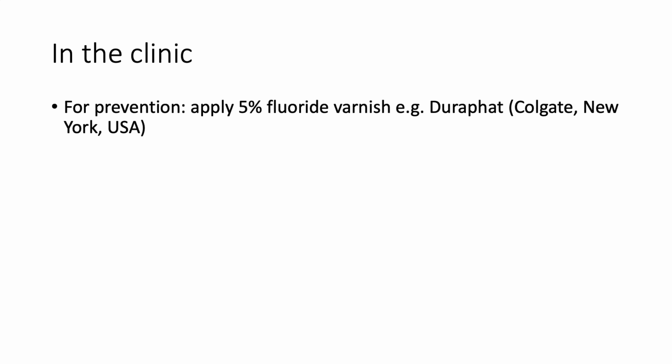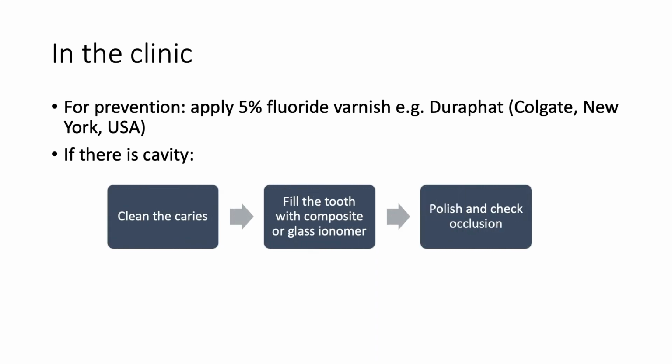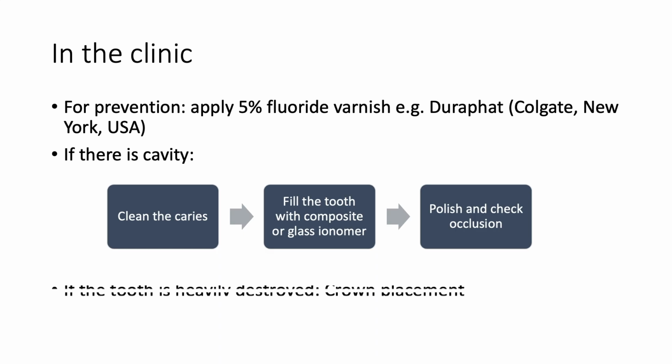Normally in the dental clinic, we can separate our treatment into three phases. First, for prevention, we can apply 5% fluoride varnish like Duraphat on the affected teeth. Second, if there's a cavity, we can clean the caries and fill the tooth with composite or glass ionomer. Third, if the tooth is heavily destroyed, it is better to place a crown.